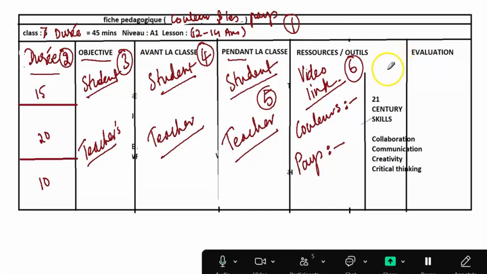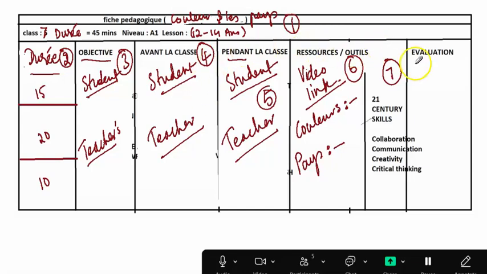Then you're going to talk about the 7th point, that is, how is your teaching developing 21st century skills inside the students? That is, how are they collaborating with each other? Are they communicating with each other? Are they active in the class? Are they having creativity? How are they developing creativity? How are they developing critical thinking? That is pensée critique. How are they developing these 4 21st century skills?